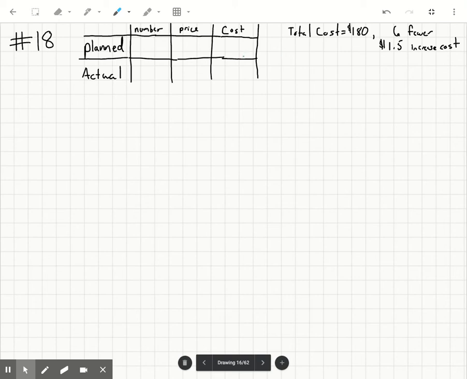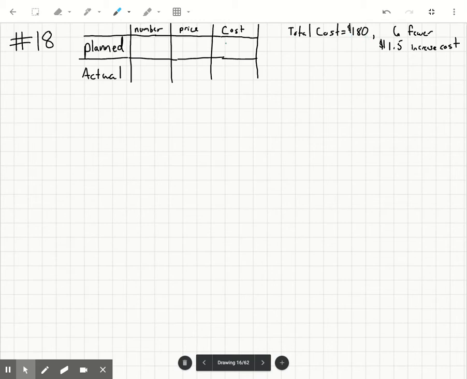All right, number 18 is a little bit different. It's kind of got the number of persons times the price is equal to the cost. So to get the total cost, you take the number of people times the price, which is pretty intuitive. What they said is the total cost for the bus trip was $180.